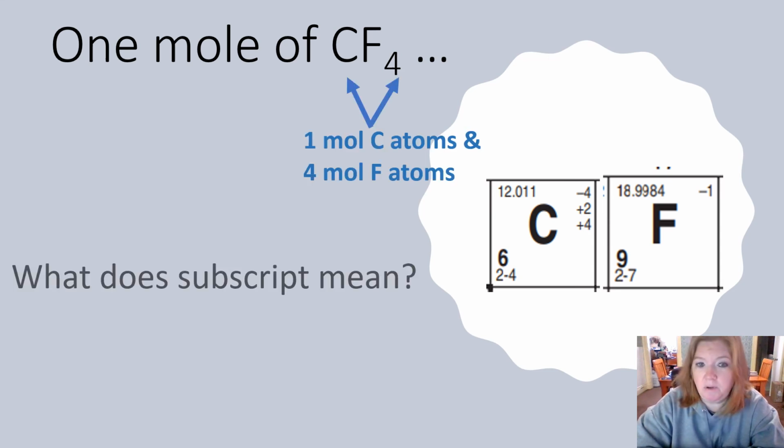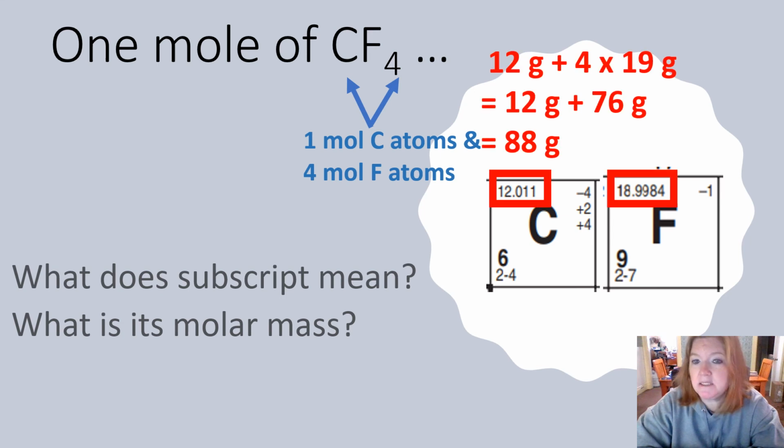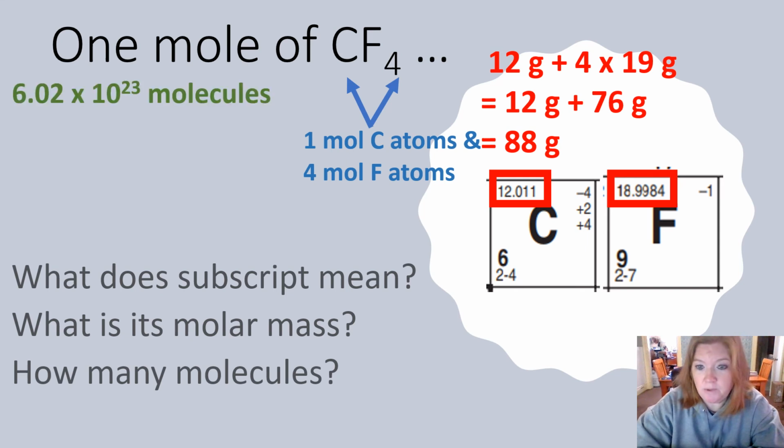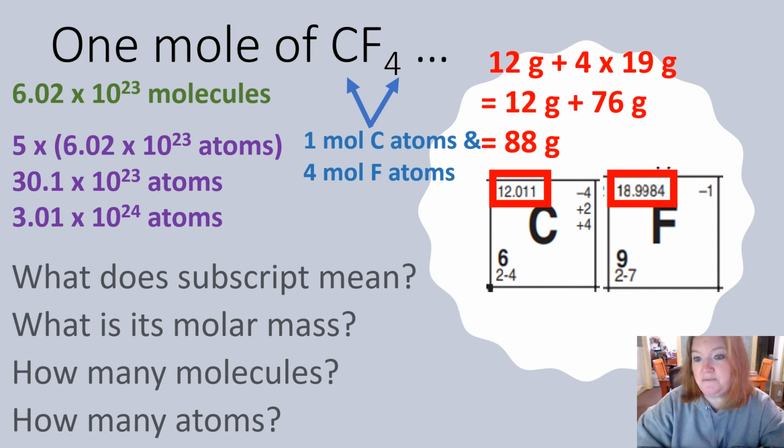What about CF4? What do the subscripts mean? Well, I have 1 mole of carbon atoms and 4 moles of fluorine atoms. What is its molar mass? Well, 1 carbon and 4 fluorines. How many molecules? Since it's a mole, I have 6.02 times 10 to the 23rd molecules. But if I want to count atoms, I need to add up the total number of atoms, which in this case is 5. And then I adjust decimal and exponent like before.